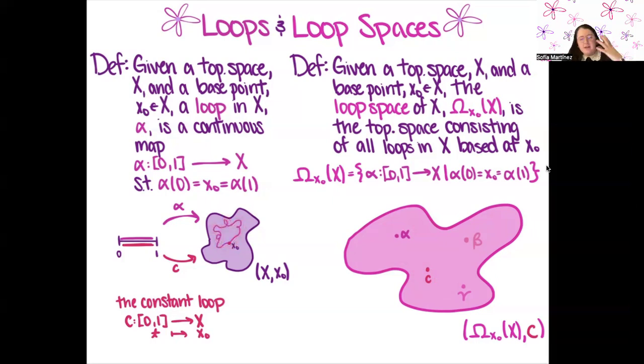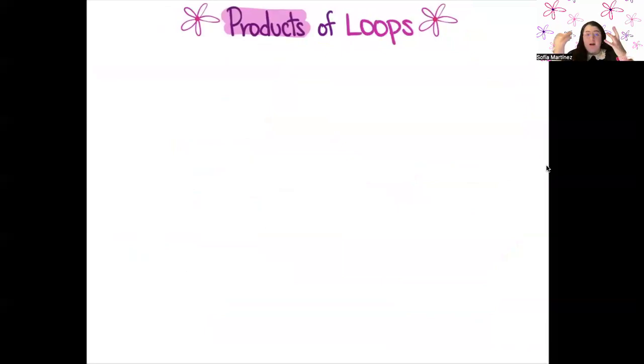So this is an important point to keep in mind, that when we're trying to visualize the loop space, we're not drawing loops there. We're drawing points that represent loops. So this alpha is this alpha that I was depicting before, and beta is another loop that looks like this, and so on and so forth. Okay, fantastic. Moving forward to products of loops.